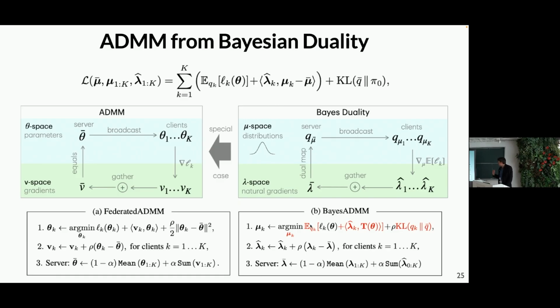And there are two things I want to emphasize here. The first one is that these VKs are Lagrange multipliers in ADMM. This is a linear term. Now this gets replaced with a nonlinear term, where you have this mapping T in there. Maybe I didn't explain what this is, but essentially these dual variables carry much more information than in the classical setting. So the clients can exchange more information.